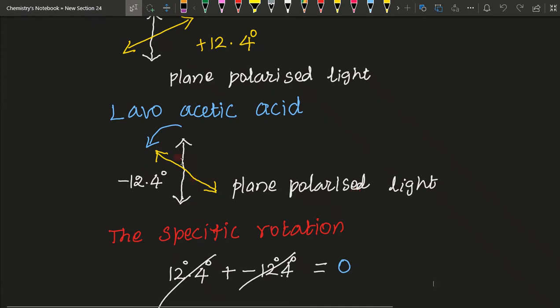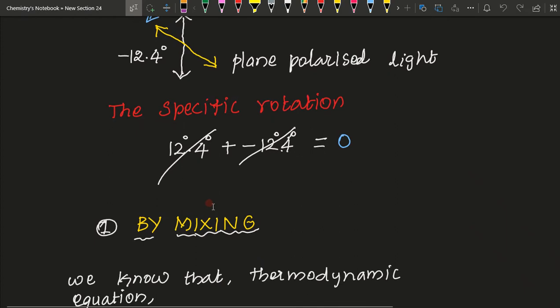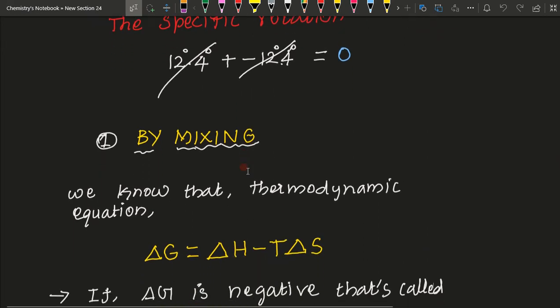This is the plane polarized light. What is the specific rotation? The specific rotation: plus 12.4 degree and minus 12.4 degree, both cancel out, and we get 0. This is the specific rotation. We will see the specific rotation after this lesson.